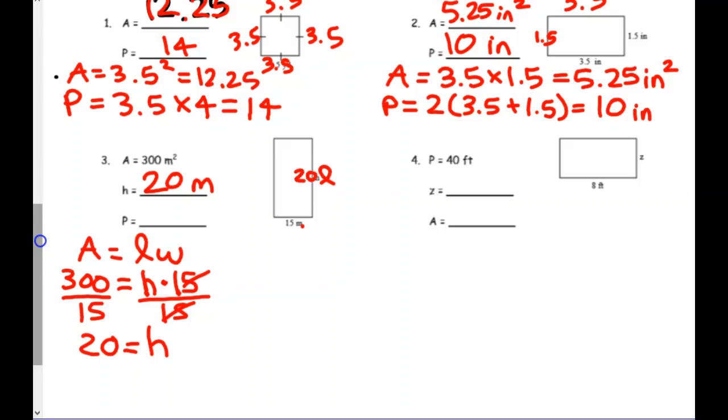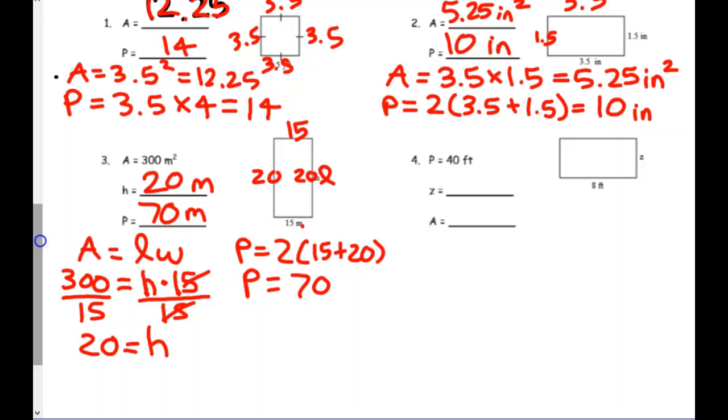Okay, so I can actually fill that in. I got 20 here, which means I have 20 here. I got 15 up here. So can you add all four sides to get your perimeter? Yes, you can. So P equals 2 times 15 plus 20. That's one way you can do it, or you just add up all four sides. And that gives you what? 70. Now you tell me, is 70 in meters or meters squared? Just meters. The only thing that's squared is area. And it's already on there, right? Right there.